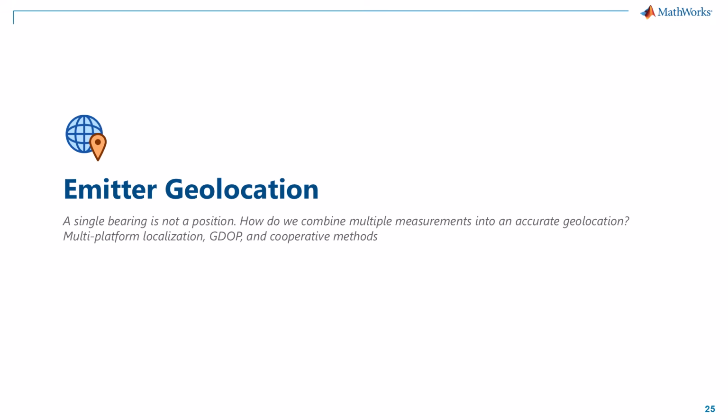Okay, emitter geolocation. A single bearing is not a position. How do we combine multiple measurements from multiple platforms, multiple times, or multiple techniques into an accurate geolocation? This section covers multi-platform localization and the critical role of geometric dilution of precision and cooperative methods.